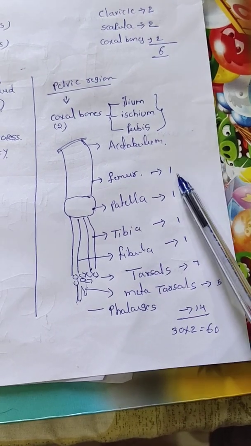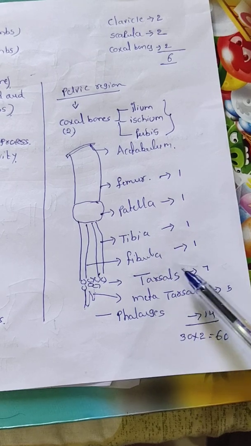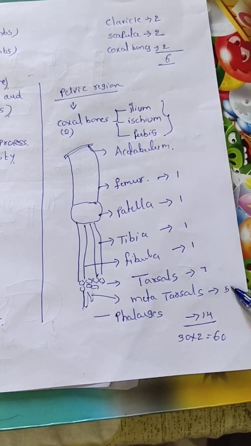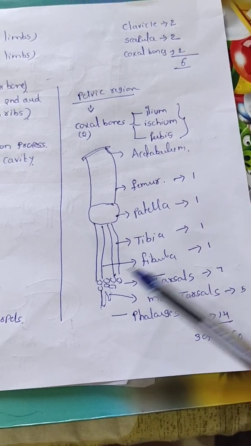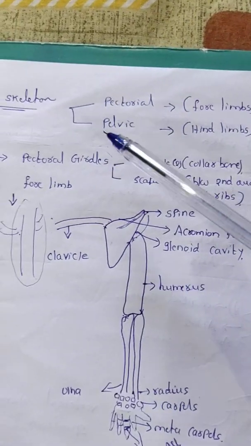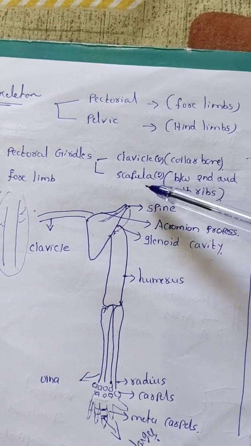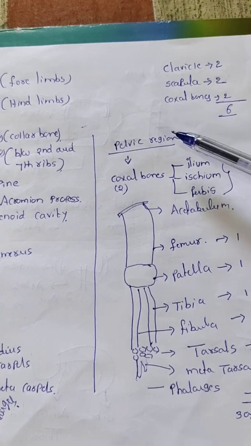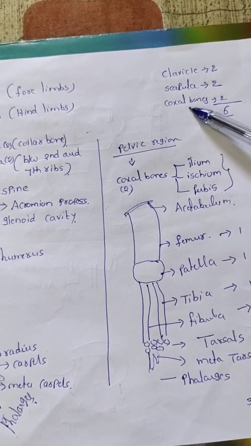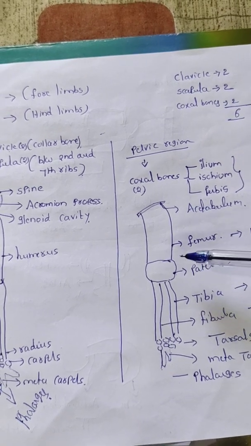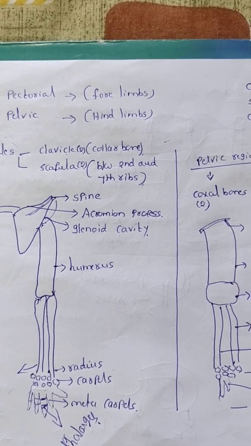That's why femur 1, patella 1, tibia 1, fibula 1, tarsals 7, metatarsals 5, phalanges 14, totally 30 bones are present in one leg, so 60 for both legs. 60 plus 60 is 120. And then collarbone, how many collarbones are there? 2, clavicle 2, scapula 2, and then coxal bones 2, that is 6. So 120 plus 6 is 126, plus 80, totally 206 bones are present.